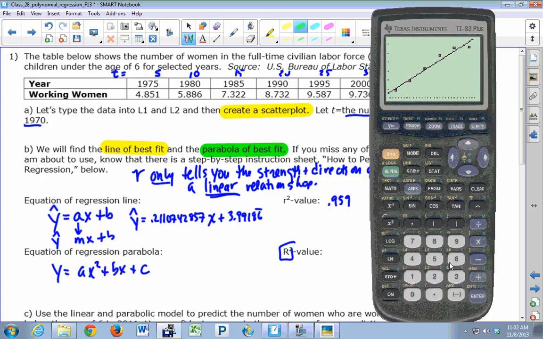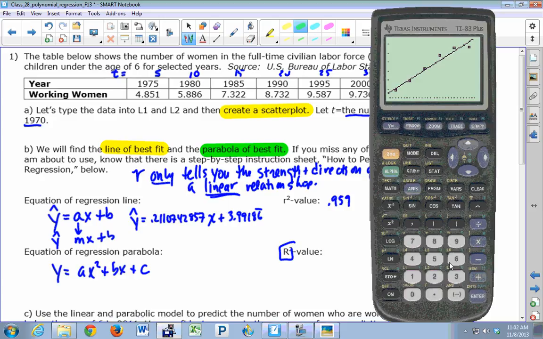The year 2000 seems to be the furthest from that line, and the line is just going to continue at the same rate. What is that rate? It's 0.2 million women every single year. That's what the slope tells us. About 200,000 women every year is being added to the workforce.